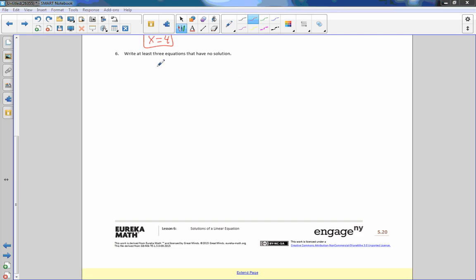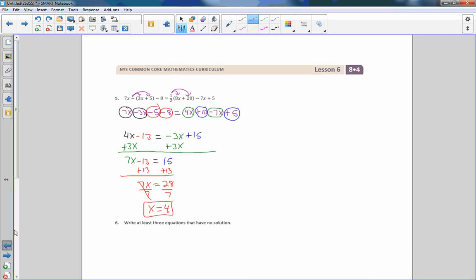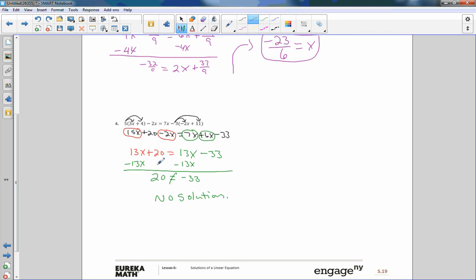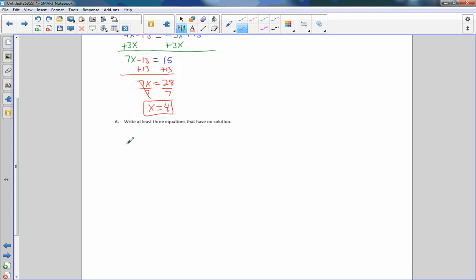Okay, number 6 says write at least 3 equations that have no solution. So what they're talking about is, if I go back to problem number 4, there was no solution here. Why? Because we got the same coefficient in front of our x with different constants. So that's all we need to do to come up with something that has no solution. An x with the same coefficient and constants that are different. So there's infinitely many. I could say 2x minus 7 equals 2x plus 5. There'd be no solution, because no number doubled minus 7 would be that same number doubled plus 5.